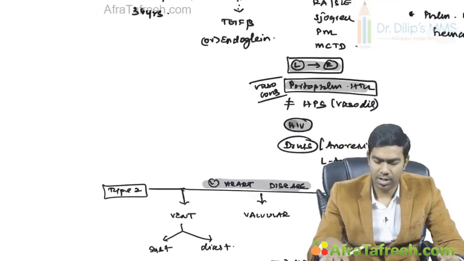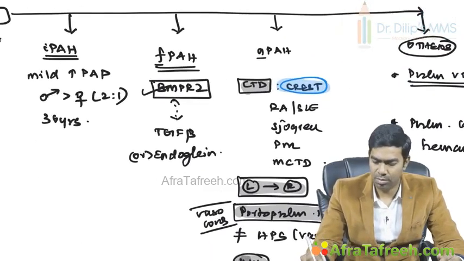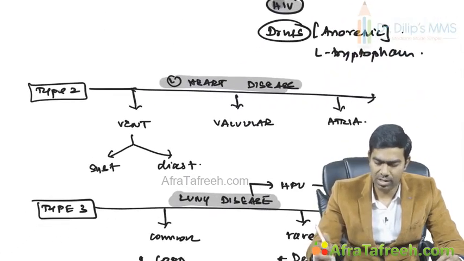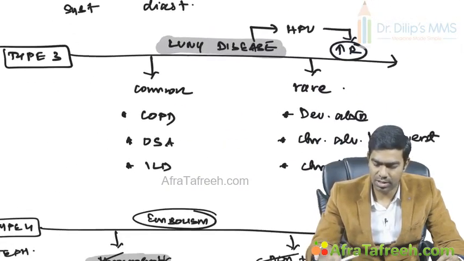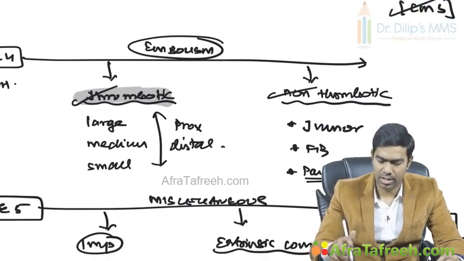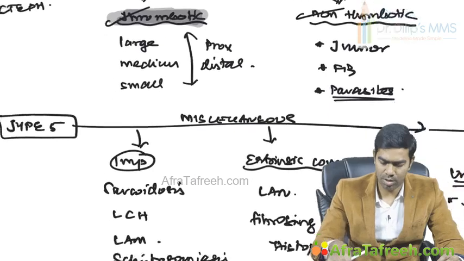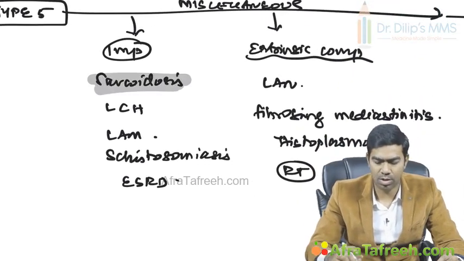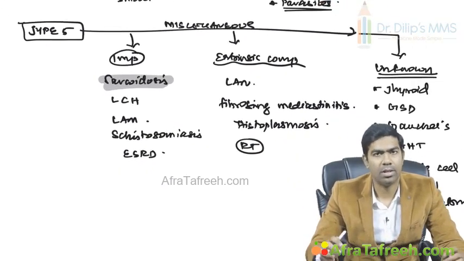Clear? So these are the different types. In this, I believe the most important will be the CREST syndrome, if you want to pick up only one. In this, you can tell anything because it's just left heart disease. In this, the most important will be the ILD, OSA and COPD. In this, the thrombotic component will be the most important. In this, it will be sarcoidosis that will be the most important. Miscellaneous, that is going to cause pulmonary hypertension.